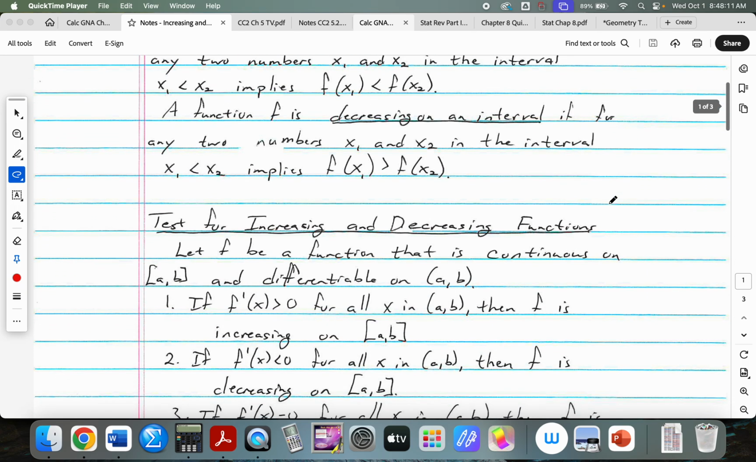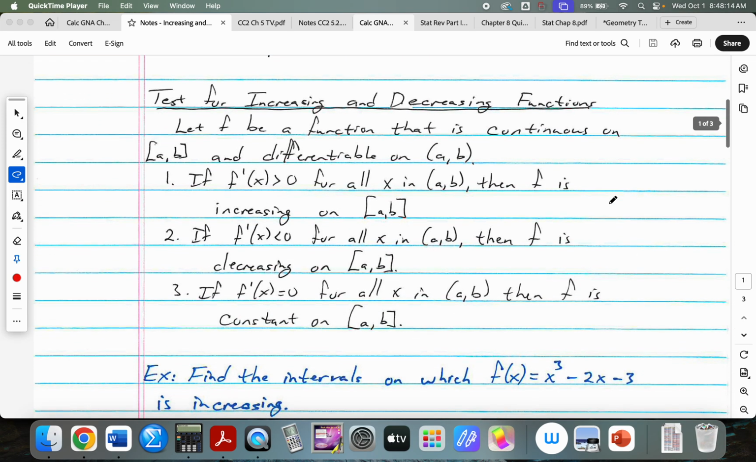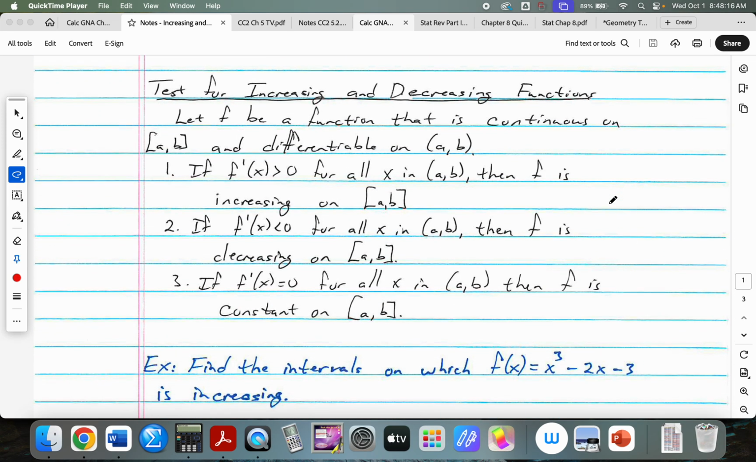Now, how do we test that? And this is the part that the teacher I was having an argument with was incorrect about. If f is a function that's continuous on the closed interval from a to b and differentiable on the open interval from a to b, which by the way sounds a lot like the mean value theorem, right? If f prime of x is greater than 0 for all x in the open interval from a to b, then f is increasing on the closed interval from a to b.